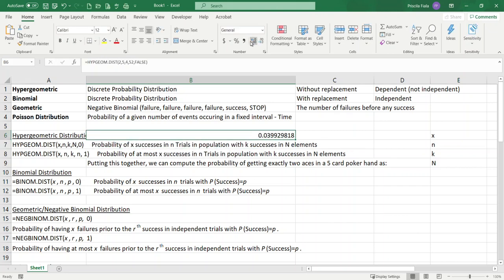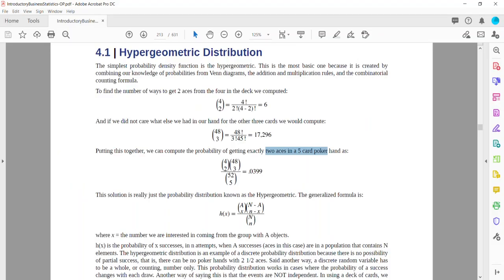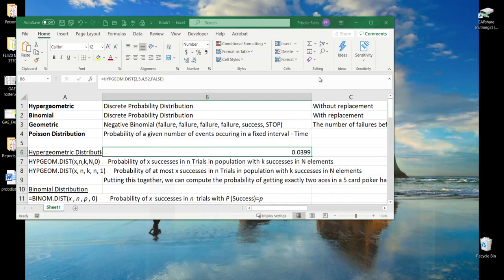And then here it's your probability. So there is about a 4%, not 40, I'm sorry, or 3.9. Let me see if we're correct. Open your book. Here you go. So all this in one simple formula.